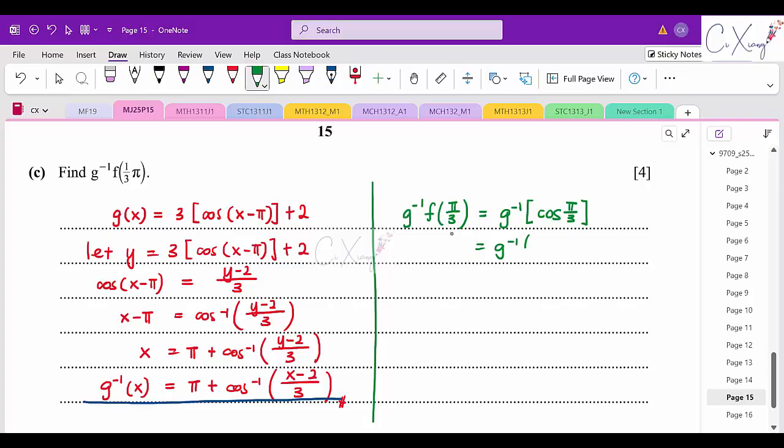What's the value for cos x? Cos pi over 3. So pi over 3 is 60 degrees. So cos 60 degrees, you'll be having the half. And now, you need to substitute the half into your function g(x).